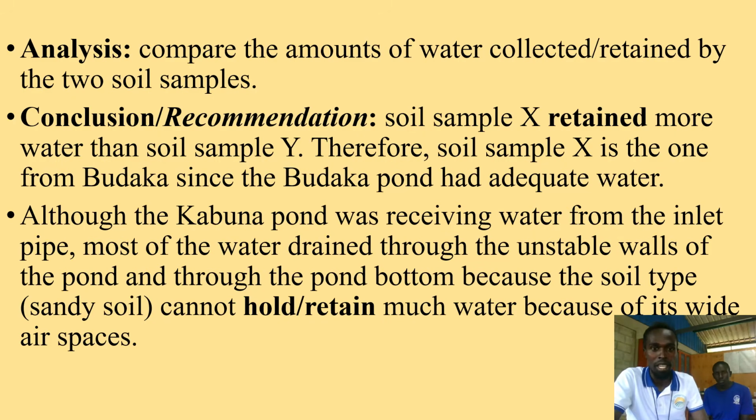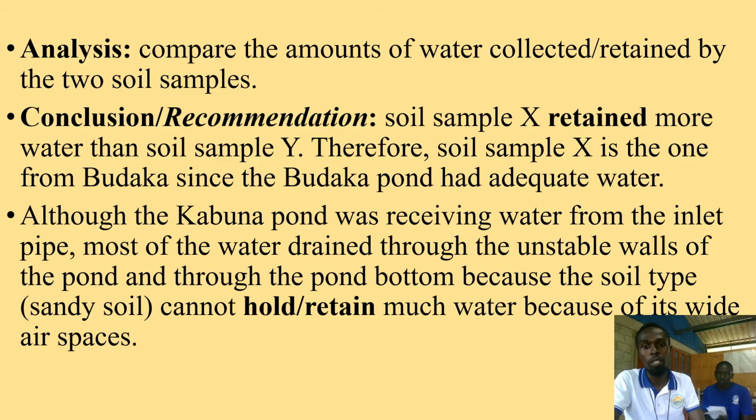Retaining and draining. Then the conclusion. Soil sample X retained more water than soil sample Y. Therefore, because of the retaining, you're basing on the data that you found out. I'm sorry, in my communication I might have mixed up which one retained, which one drained. But always consider the data, the results that you've found. Which sample has retained what? And which one has drained what? And give what? Explanation. Therefore, soil sample X is the one from Budaka.